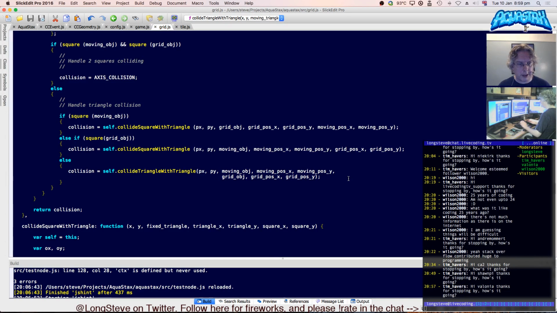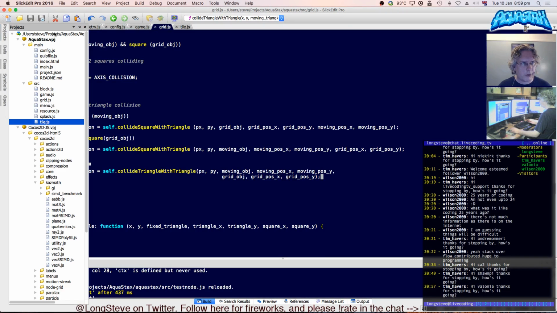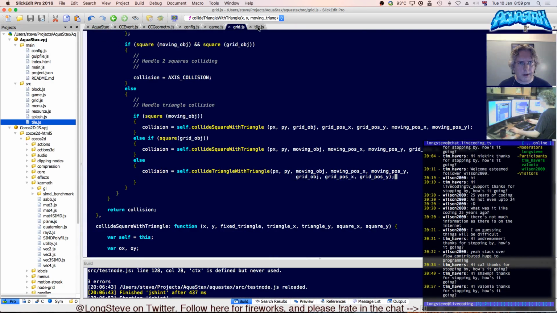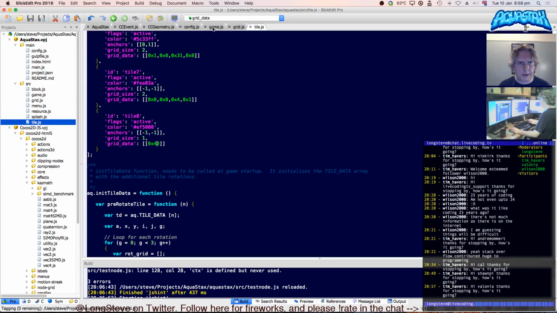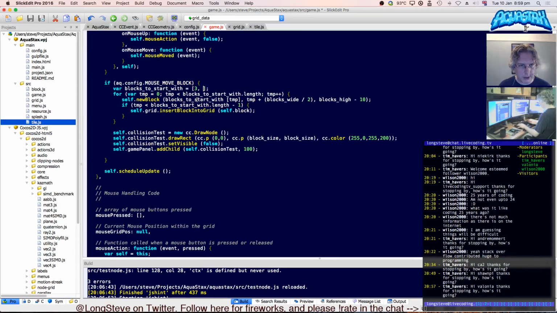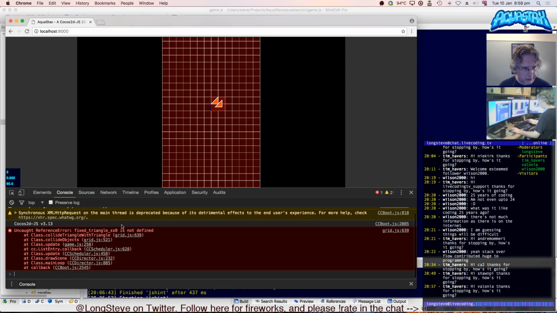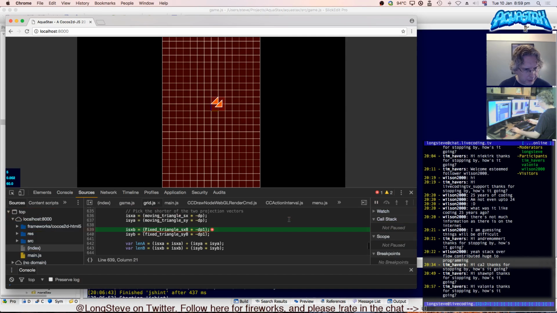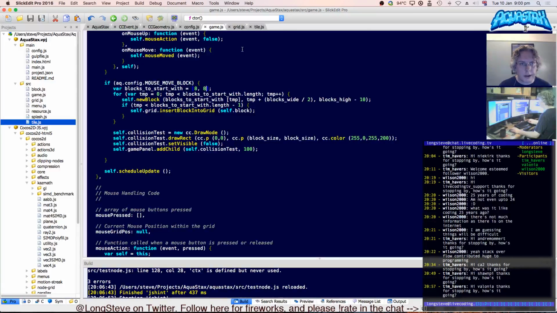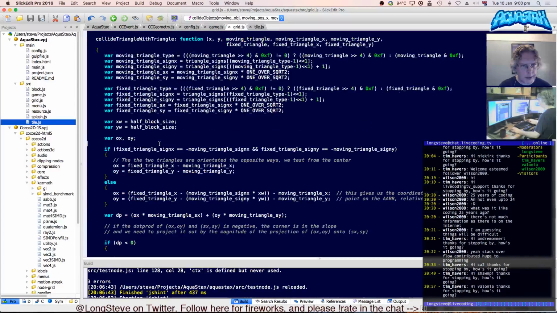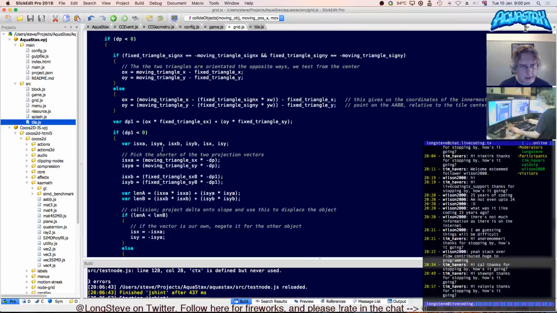Right. Now we need two triangles to collide against. So let's tweak this so it's 3 and 3. So that would be two triangles of the same type. Oh, no, they're squares. I need 8 and 8, don't I? 8 and 8. That's it. Right. Oh, it crashes. Not surprising. Triangle SX8 is undefined. Oh, I've forgotten to do a rejig. There we are.